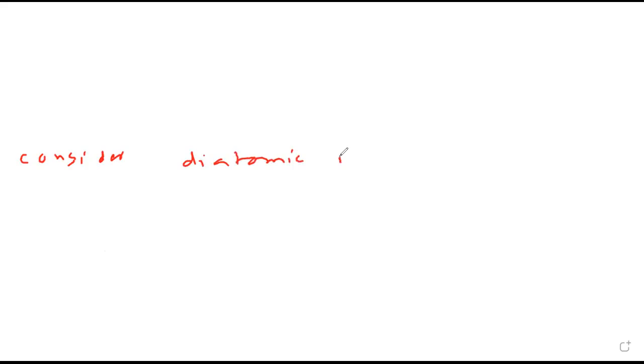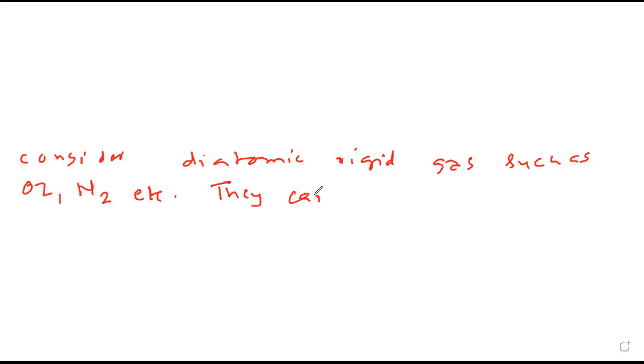So consider a diatomic rigid gas such as oxygen, nitrogen, etc. That means they will not move singly, they will be two atoms together. So they can translate in all directions. Correct, no? Yes, sir. Is it that oxygen can move only along X? It can move in all directions.